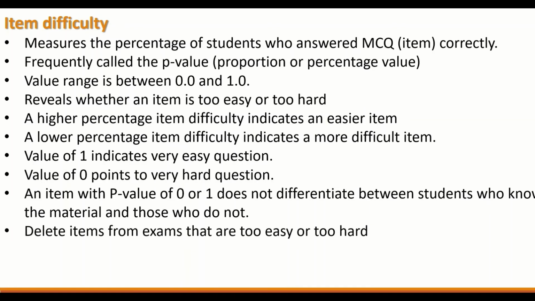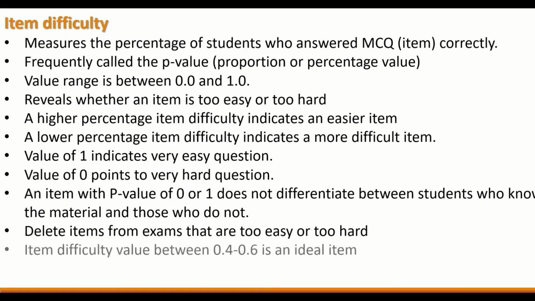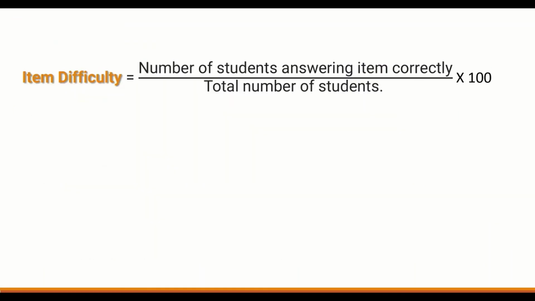In this case, if you have an item difficulty for a question that is 0 or 1, delete that item from the exam, as it is either too easy or too hard. An ideal question has an item difficulty value between 0.4 and 0.6. The way to calculate the item difficulty is to use the following equation.